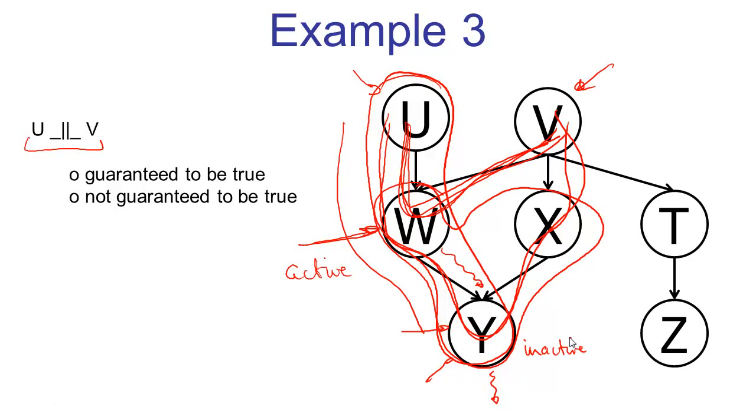Once we find an inactive triple along a path, we know the entire path is inactive, so we've now also shown that path 2 is inactive. Path 1 and 2 are the only two paths connecting U and V, so we have found that all paths connecting U and V are inactive. This means we are guaranteed that U and V are independent.